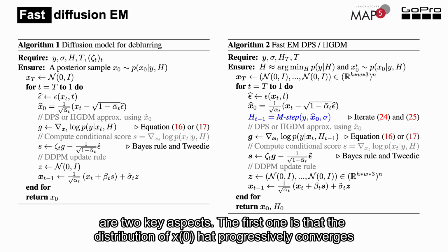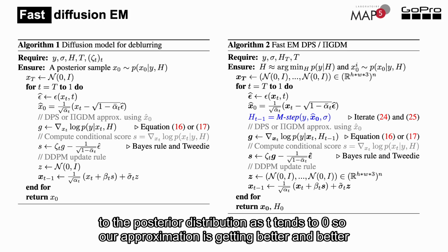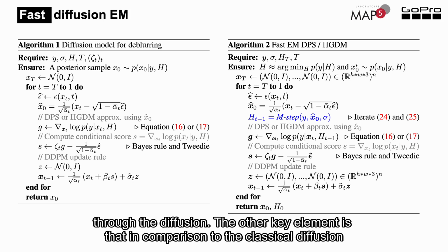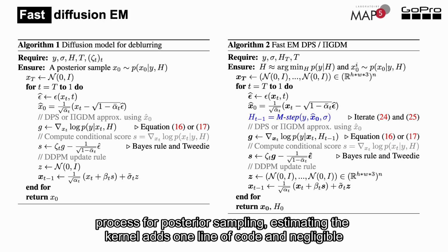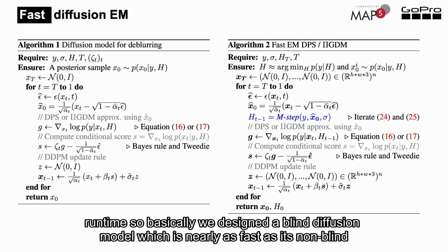In our algorithm, there are two key aspects. The first one is that the distribution of x0 hat progressively converges to the posterior distribution as t tends to 0. So our approximation is getting better and better through the diffusion. The other key element is that in comparison to classical diffusion process for posterior sampling, estimating the kernel adds one line of code and negligible runtime. So basically we design a blind diffusion model that is nearly as fast as its non-blind version.